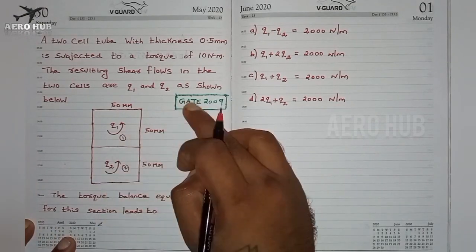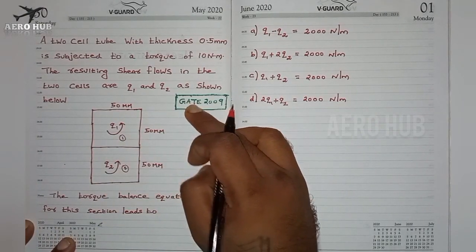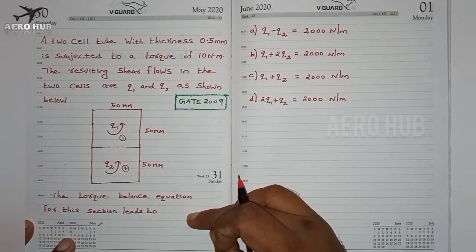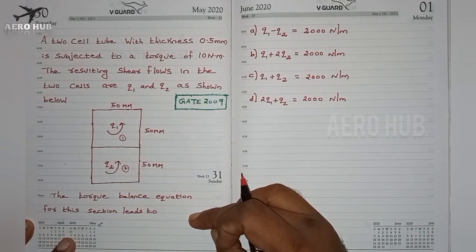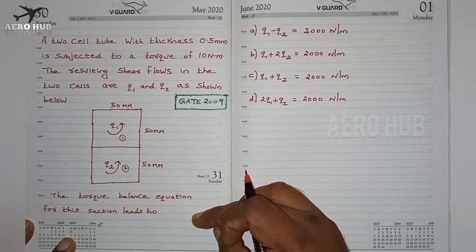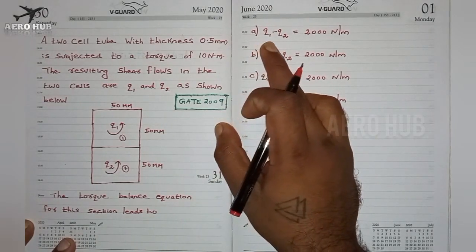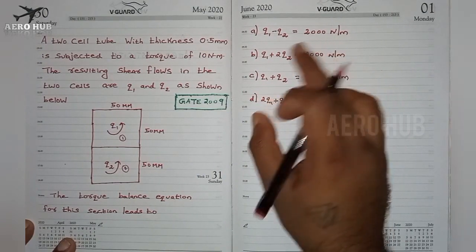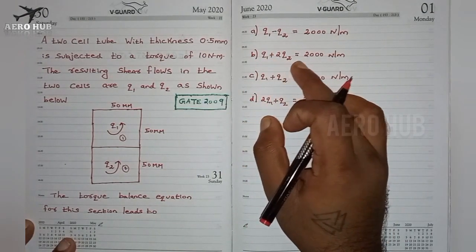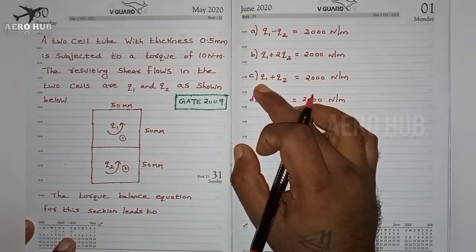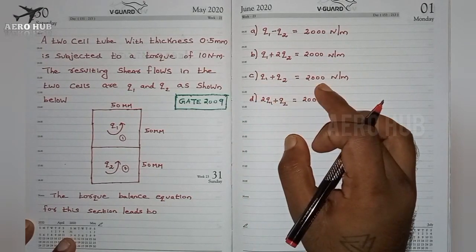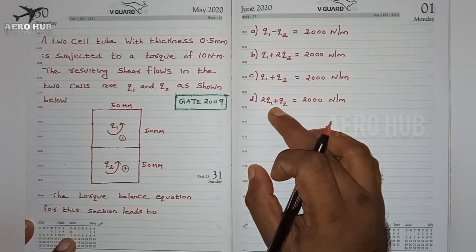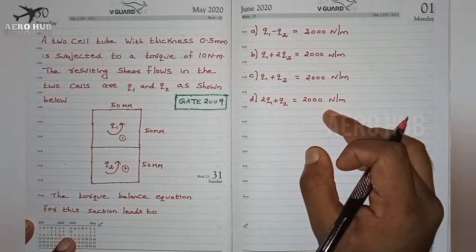This question was asked in GATE 2009 and they are asking the torque balance equation for the section. So we have to find out the torque balance equation for the section. The options are Q1 minus Q2 is equal to 2000 Newton per meter, Q1 plus 2 Q2 is equal to 2000 Newton per meter, Q1 plus Q2 is equal to 2000 Newton per meter, and option D 2 Q1 plus Q2 is equal to 2000 Newton per meter.